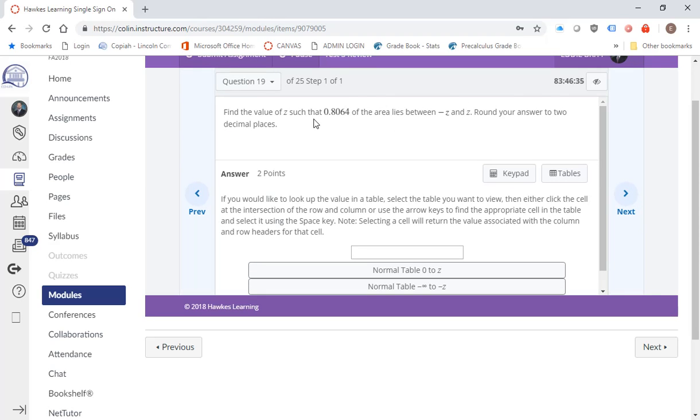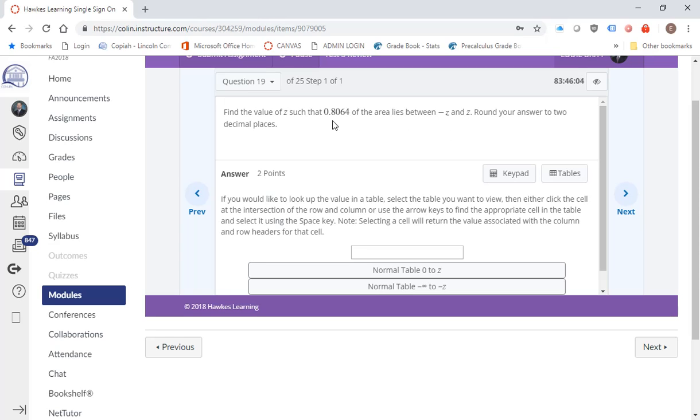Alright, now this is probably one of the tougher ones, but it's just kind of a conceptual problem. It says find the value of z. Again, we're looking for a z, we're not looking for an area. Find the value of z such that 0.8064, the area, lies between negative z and z. So the negative z and z will be the same number, it's just that one has a negative in front of it, one doesn't. Let me show you graphically what we're trying to figure out.